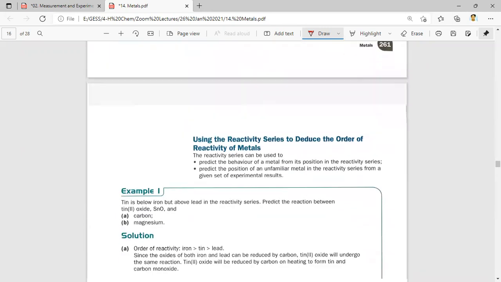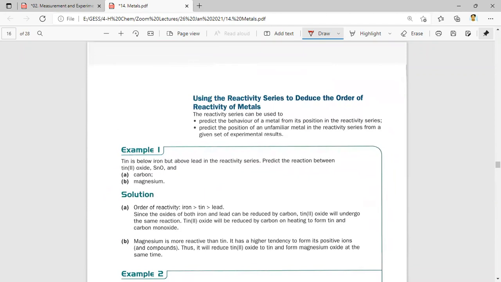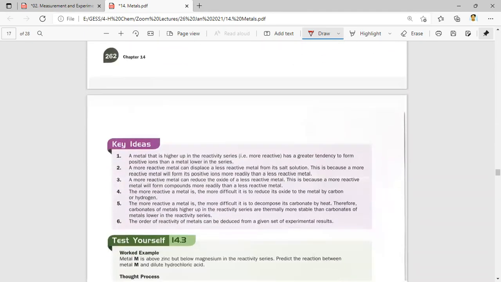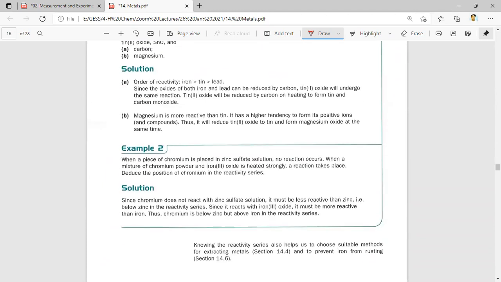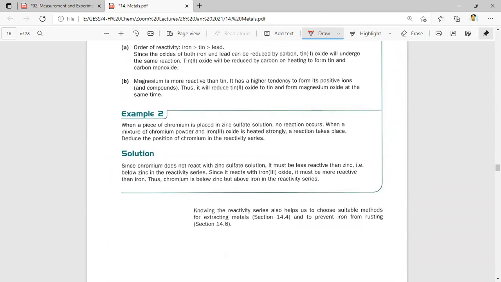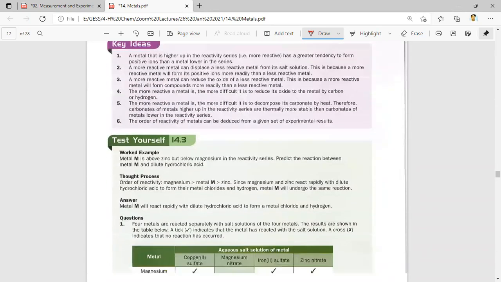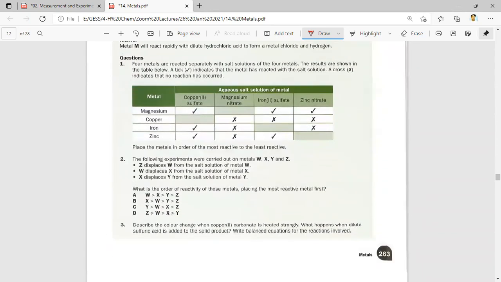Next. So lastly, using the reactivity series, you can deduce the order. So all of this is what we have covered just now already. Examples you can look through. I will not go through the examples. This is actually quite good to consolidate whatever you picked up from the previous parts. Okay, let's go on next.